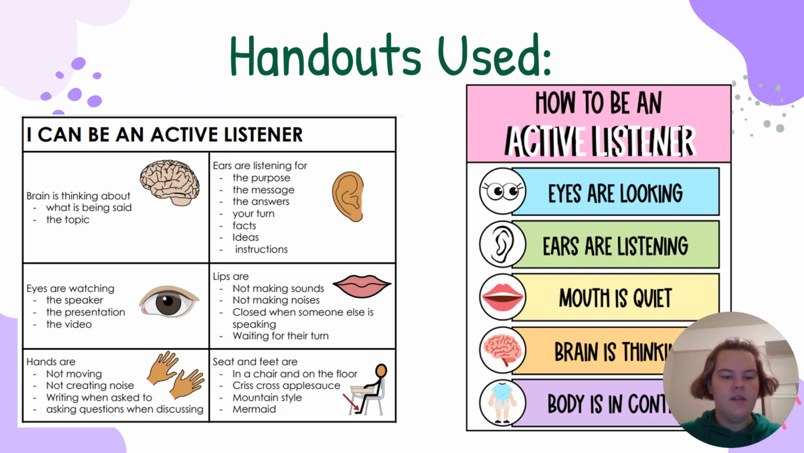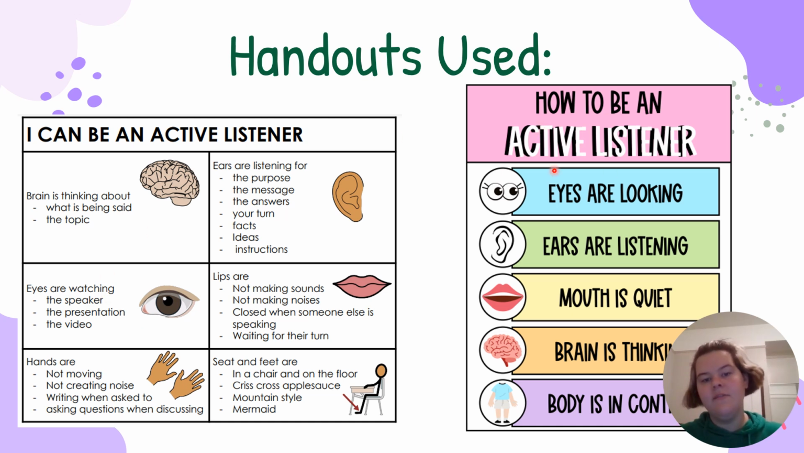These are the handouts I used. It says I can be an active listener. This says brain, ears, eyes, lips, hands, feet. It tells the students what each of these things should be doing during the lesson. For example, eyes are watching the speaker, the presentation, the video. It has different instructions for different scenarios.